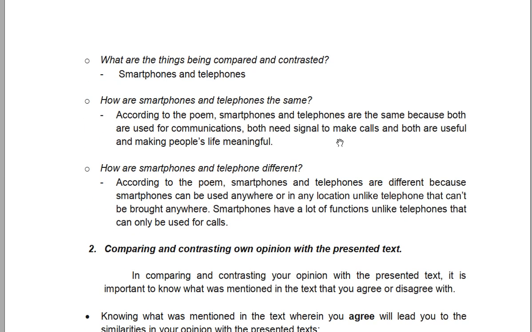So how are smartphones and telephones different? According to the poem, smartphones and telephones are different because smartphones can be used anywhere or in any location, unlike telephones that can't be brought anywhere. Smartphones have a lot of functions, unlike telephones that can only be used for calls.